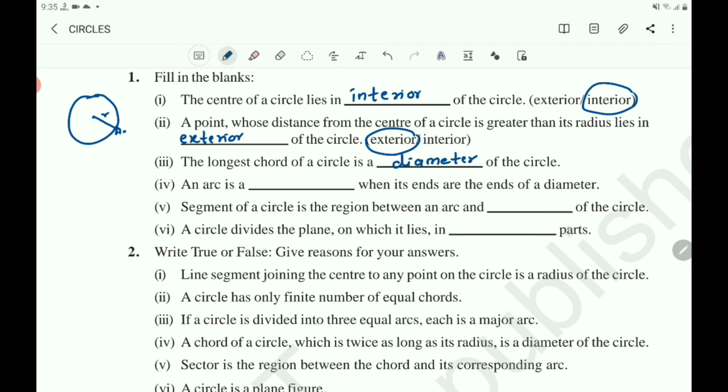An arc is a semicircle. Here what you can write? An arc is a semicircle when its ends are the ends of the diameter. You know that here, if A and B are the ends of the arcs, this arc and this arc, and they are the ends of the diameter AOB, so that becomes a semicircle.